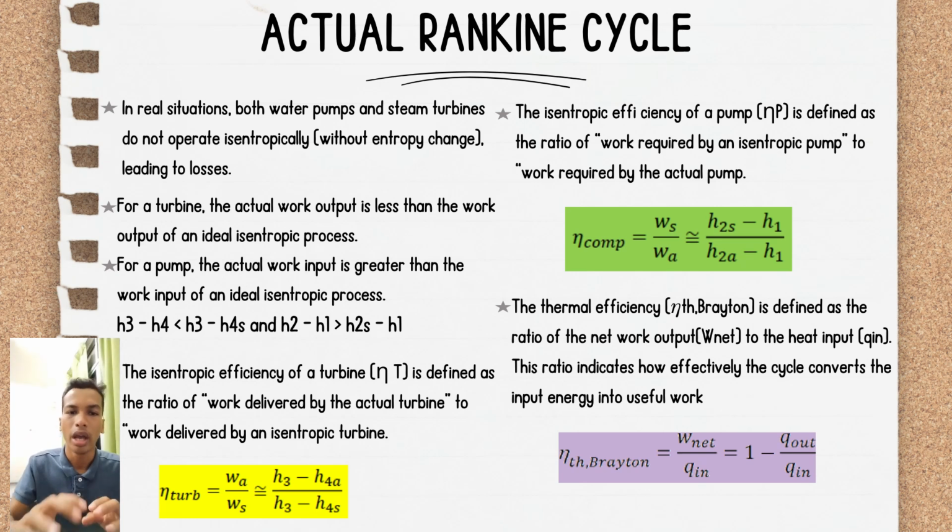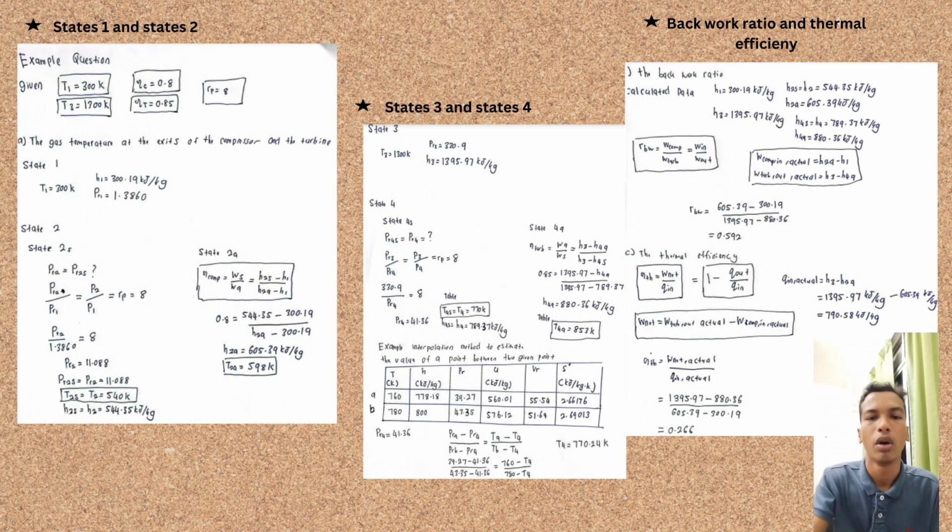And we can see from the formula, efficiency of turbine equals work actual divided by work isentropic. But for the efficiency of the compressor, we can see it is equal to work isentropic divided by work actual. And the thermal efficiency for the Brayton cycle equals net work actual divided by Q in actual. Okay, to go into more detail, I have an example question.